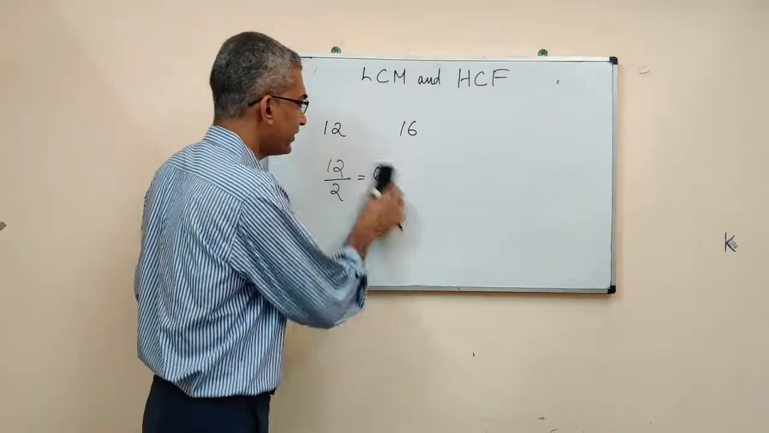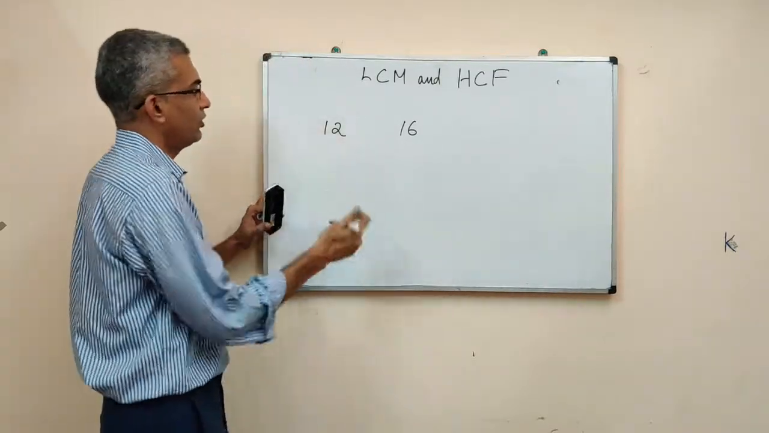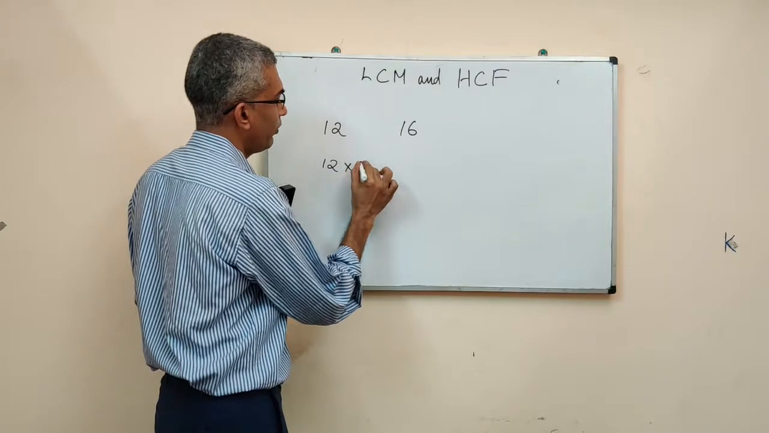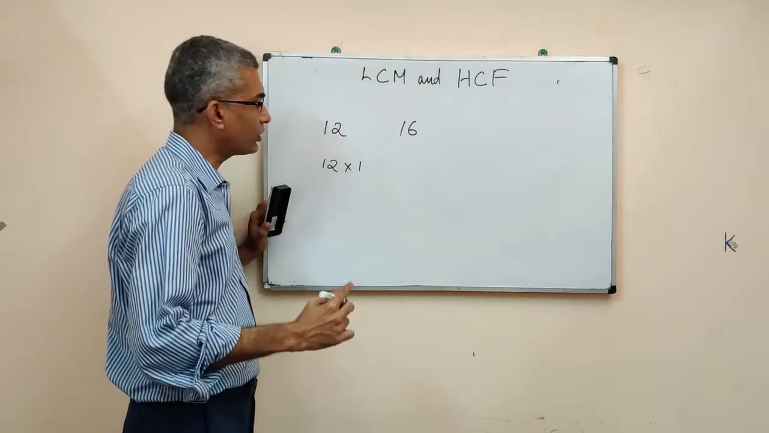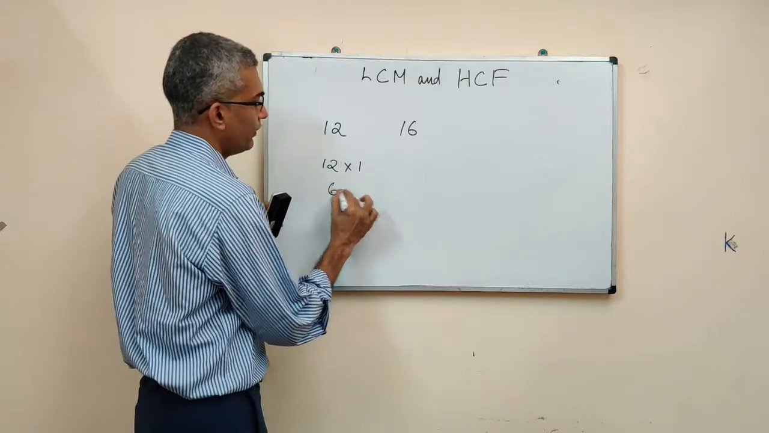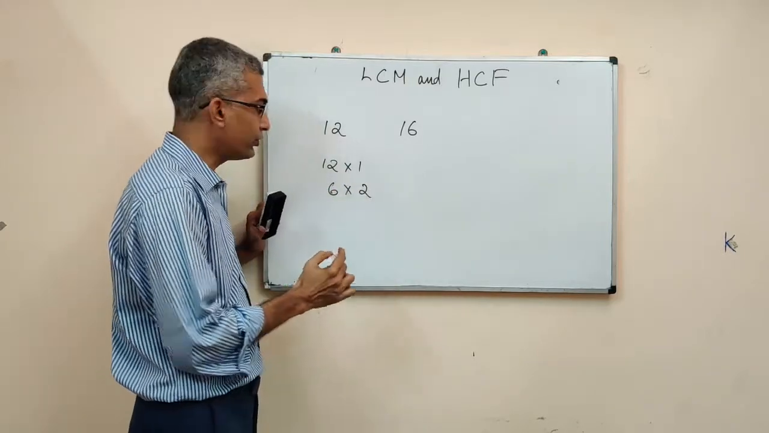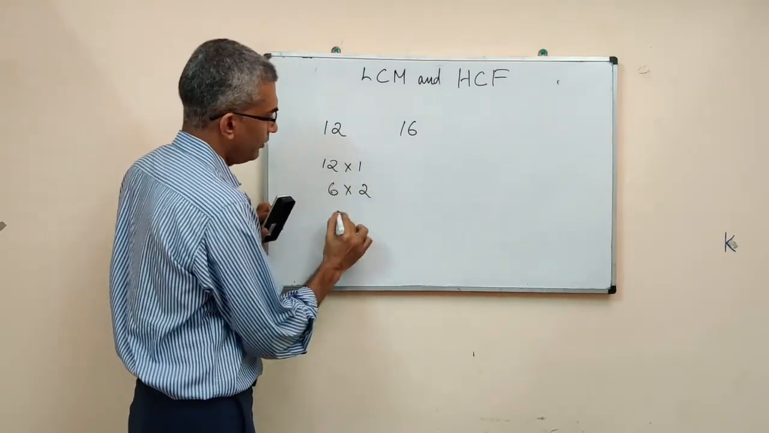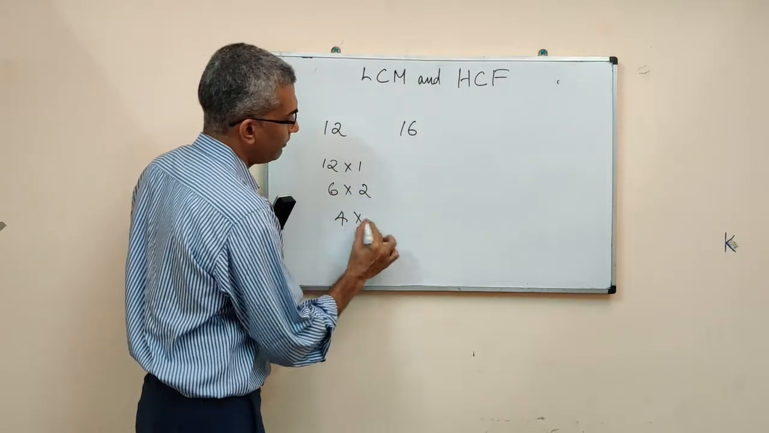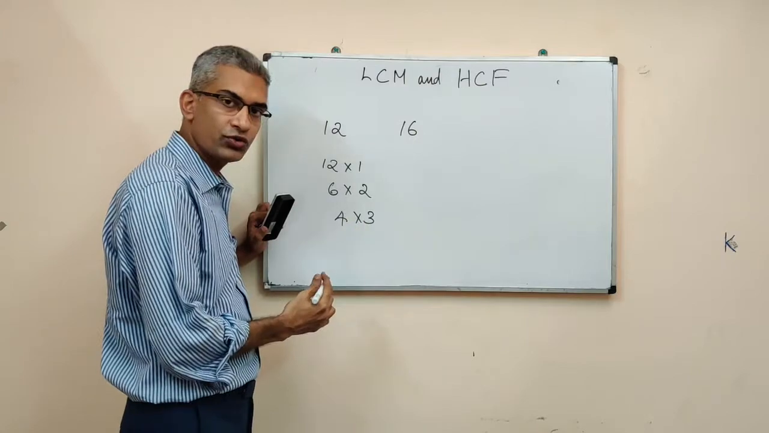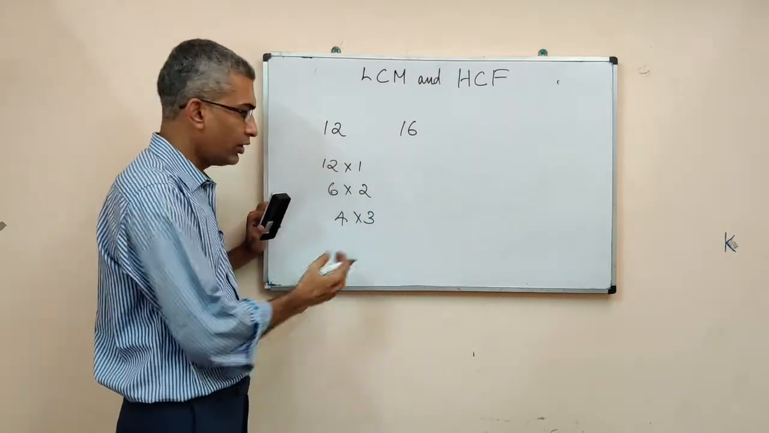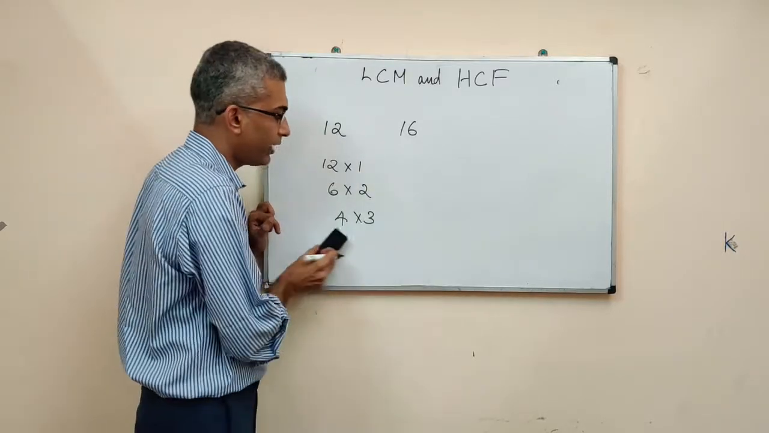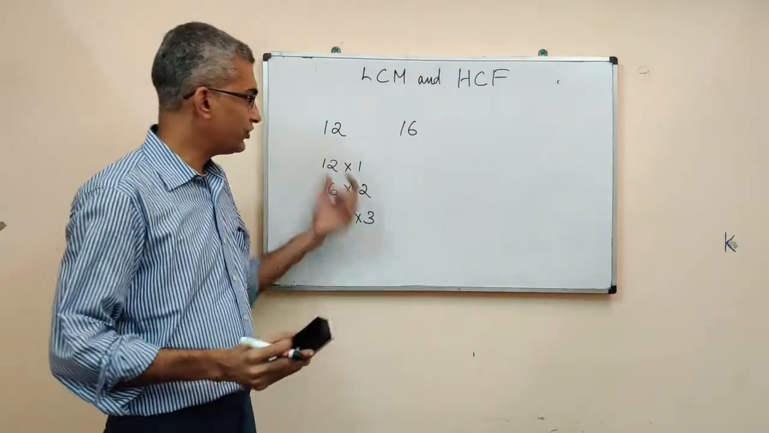Usually, factors occur in pairs. That is, 12 can be written as 12 multiplied by 1. So 12 and 1, both of them are factors of 12. 12 can also be written as 6 multiplied by 2. So 6 and 2 are also factors of 12. Another possibility is we can look at 12 as 4 multiplied by 3. So 4 and 3 are also factors of 12. Now if you go further down, then we will get 3 multiplied by 4, which is the same as 4 multiplied by 3. So the number 12 has 6 factors.